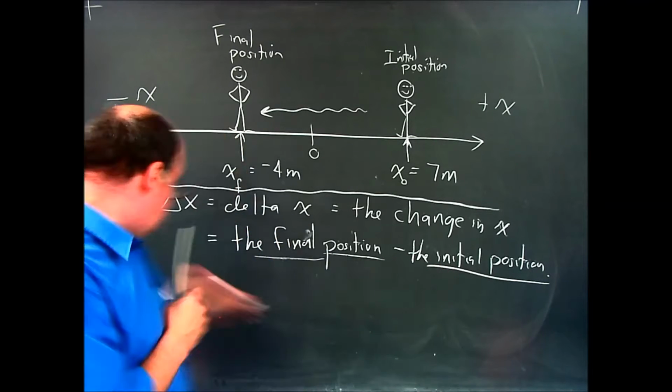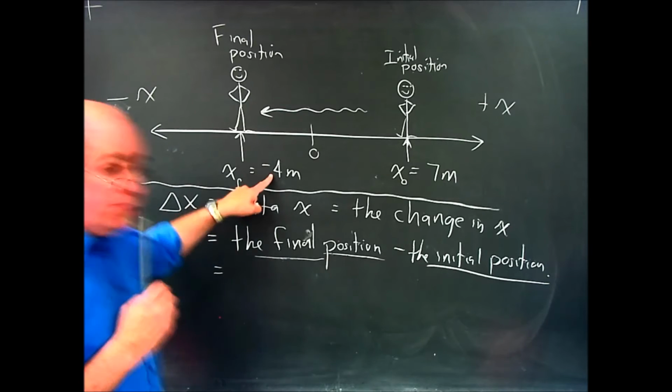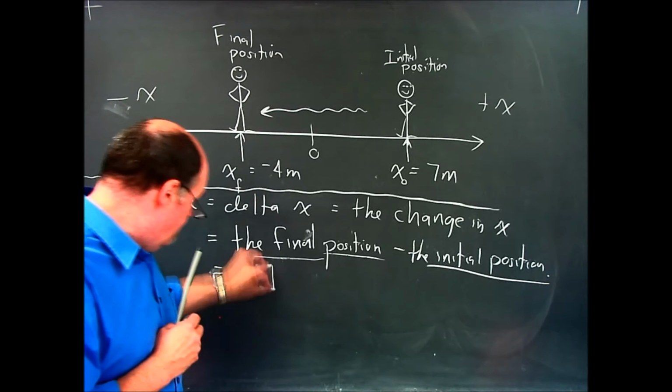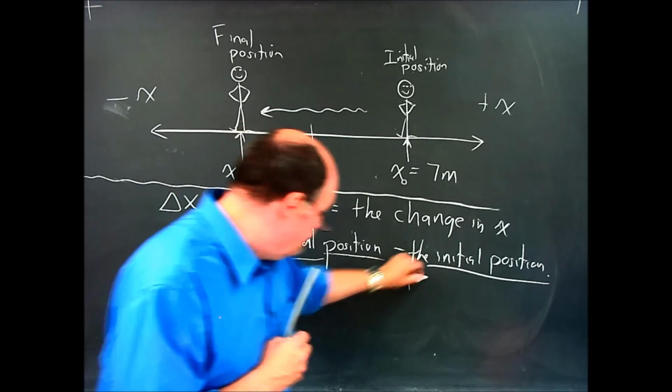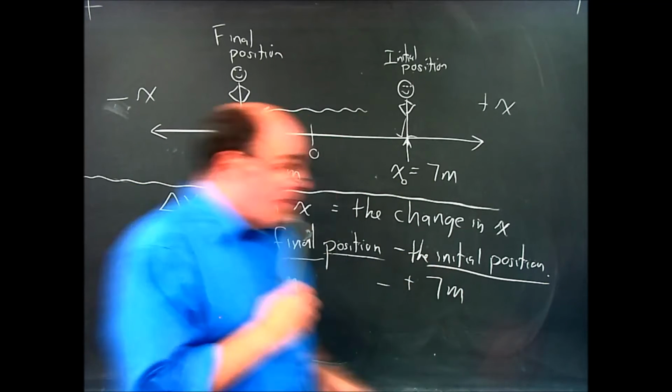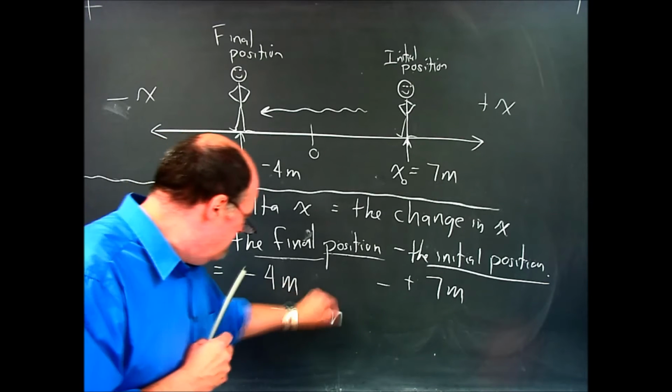That's important. So in this particular case, we would come up with the final position is -4. And then we'll say minus, the initial position was a +7. And when we plug that in, it comes out to be -11 meters.